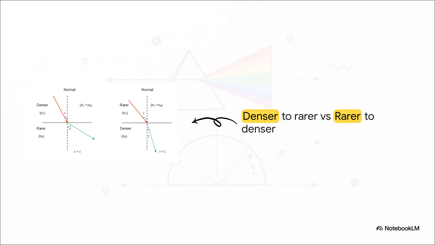Notice how that red ray on the left just escapes and bends away from the dashed normal line the second it hits the rarer medium. It's free to spread out. Now jump over to the right side. As it plunges into the denser medium, watch how it gets pulled in, bending tightly towards the normal. Away for rarer, towards for denser.